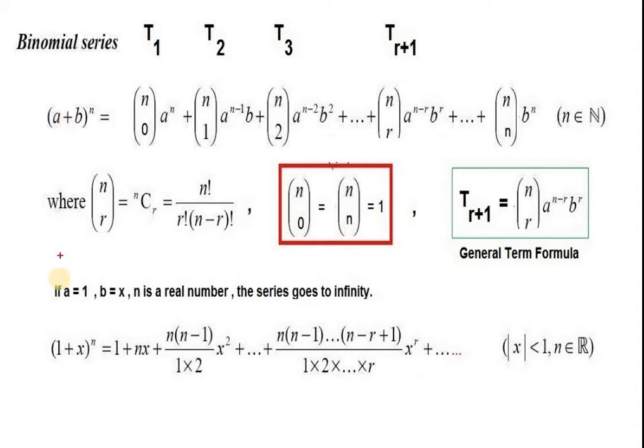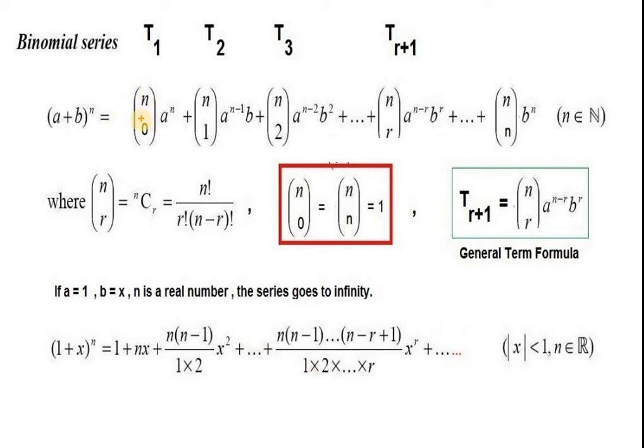If we put a is equal to 1, b is equal to x, and if we take the exponent n as a real number, then we will write this binomial series as (1 plus x) power n is equal to 1. The value of the first term is equal to 1. The value of the second term is equal to nx. The value of the third term is equal to n into (n minus 1) by 2 factorial, x square, and the last term will go up to infinity.